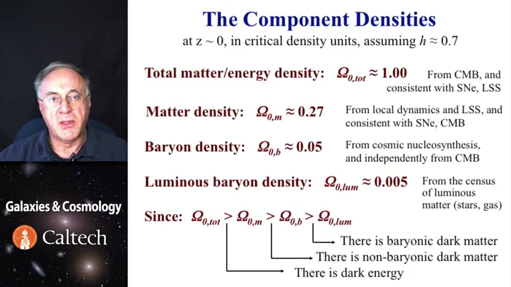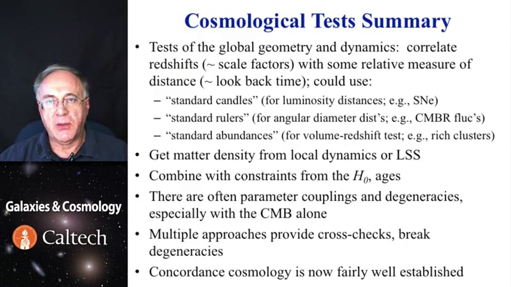And so, because 0.5% is less than about 4%, there has to be some sort of missing baryonic matter, and that was an interesting problem in and of itself. And because 0.04 is less than 0.27, there has to be a non-baryonic component of matter, which is the dark matter. And because 0.27 is less than 1, there has to be dark energy in order to fill up the rest.